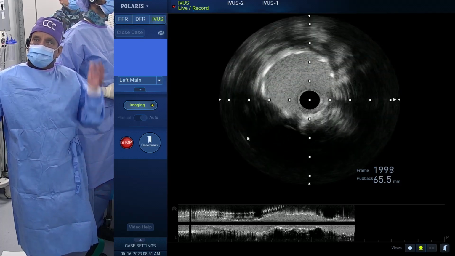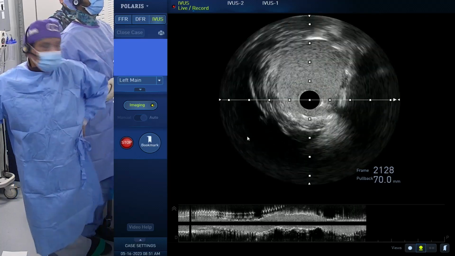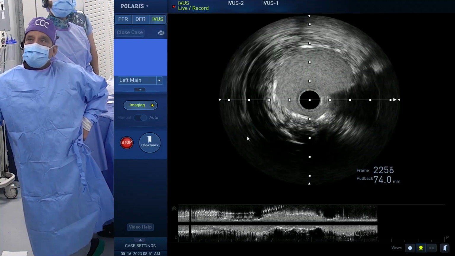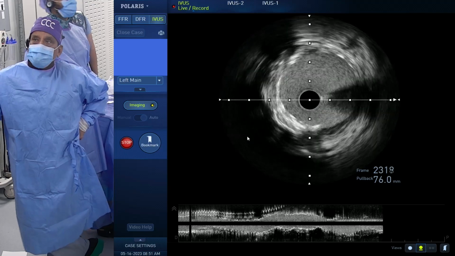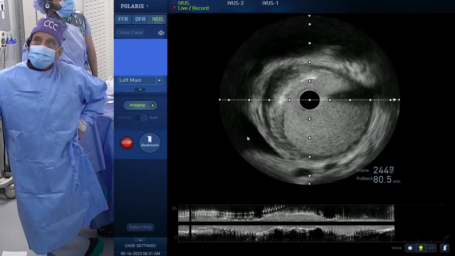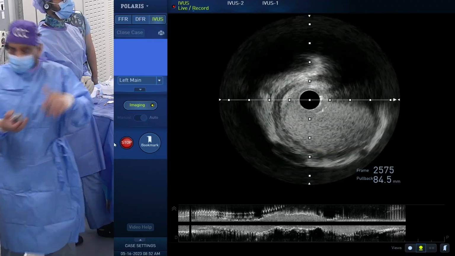Now coming to the left main. Here is also well expanded. Very nice expansion, circular. Remember, a lot of people believe that eccentricity of the stent expansion is associated with higher restenosis. This is such a nice circular lumen. Look at the left main, also beautiful. Perfect. The proximal is beautiful, normal position. All right, no dissection. Very good. Let's go back to the presentation.